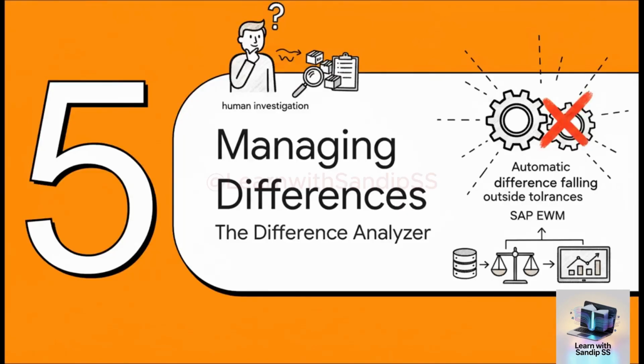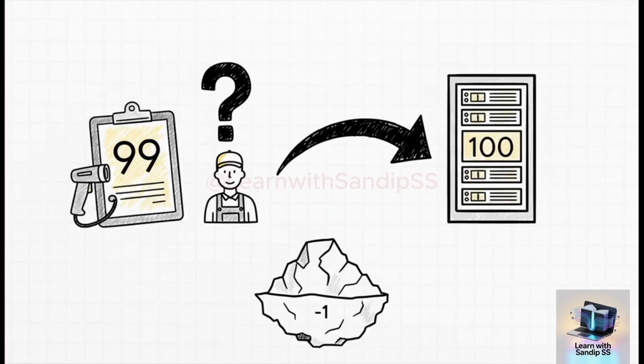But what happens when you find a difference that falls outside those automatic rules? For those situations, EWM gives you a super powerful investigation tool called the Difference Analyzer. We've all been there, right? This is the classic warehouse problem, a simple one-item discrepancy. It seems so small, but it could be hiding a much bigger issue. A shipping error, a receiving mistake, who knows? The Difference Analyzer is the tool you use to dig in and find that root cause.